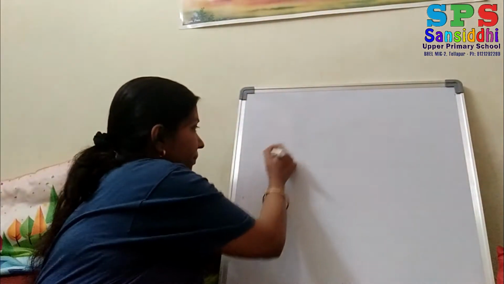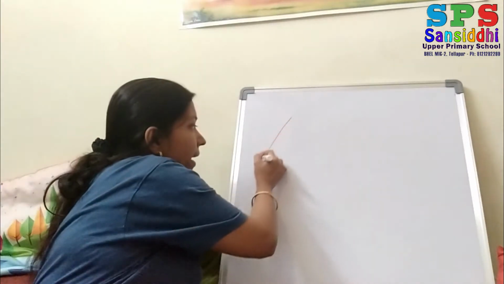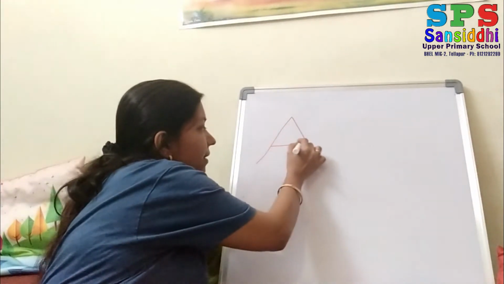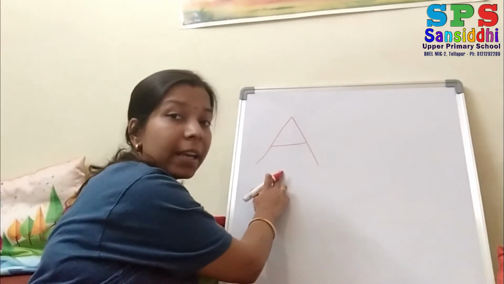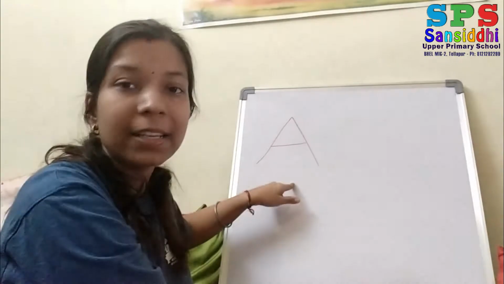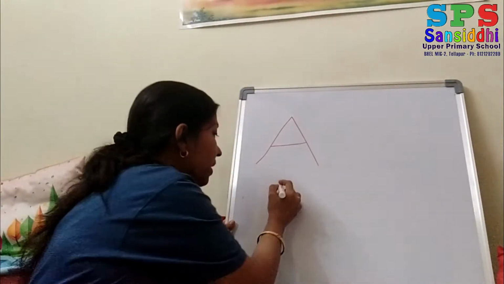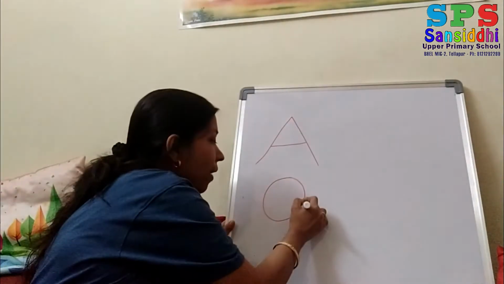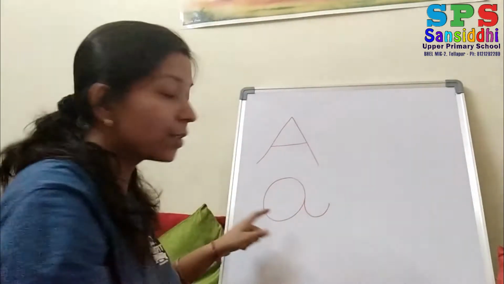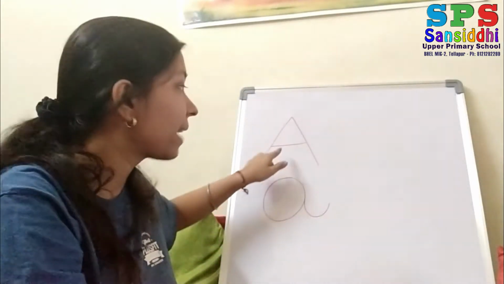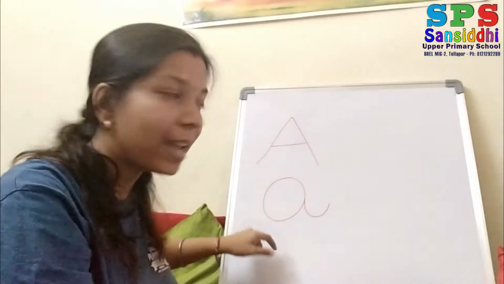Look here. This is a right slanting line, left slanting line and middle sleeping line. This is a letter A. Which letter is it? It's a letter A. And this one, circle, one upward curve. Small a, capital A and small a, capital A, small a.